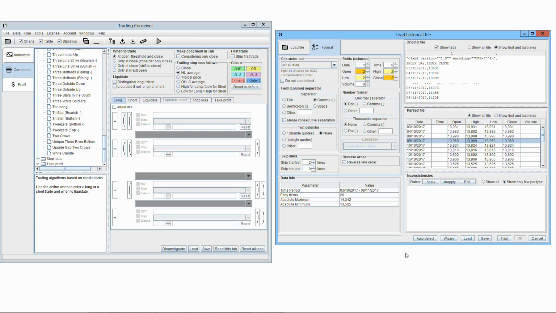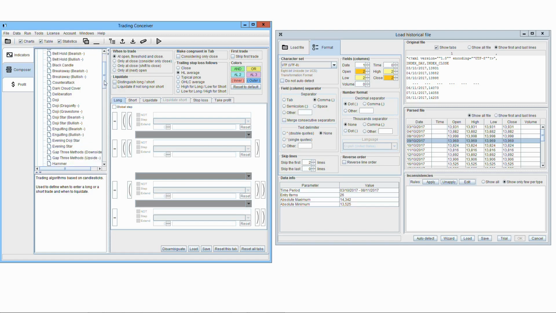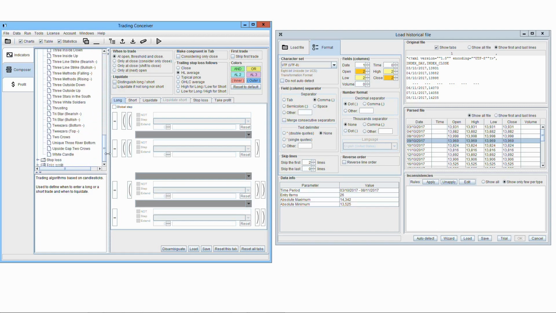Clearly, this is not magic. For example, you can't use candlestick algorithms because the open and the close are always at the same level, and a real candlestick doesn't exist.